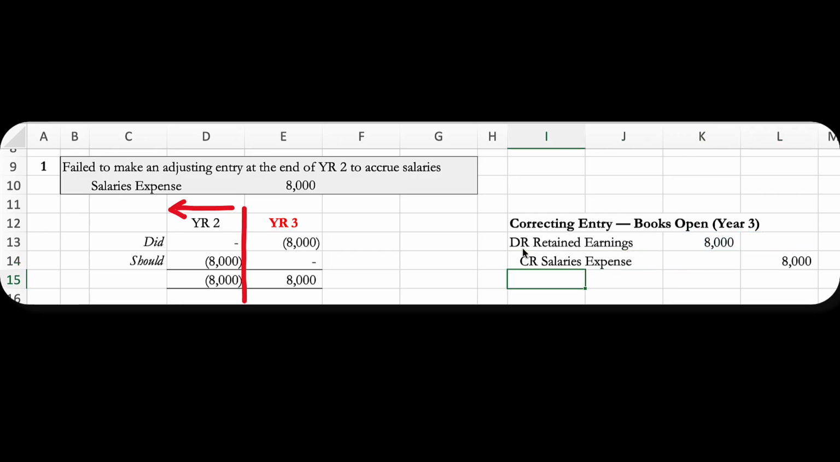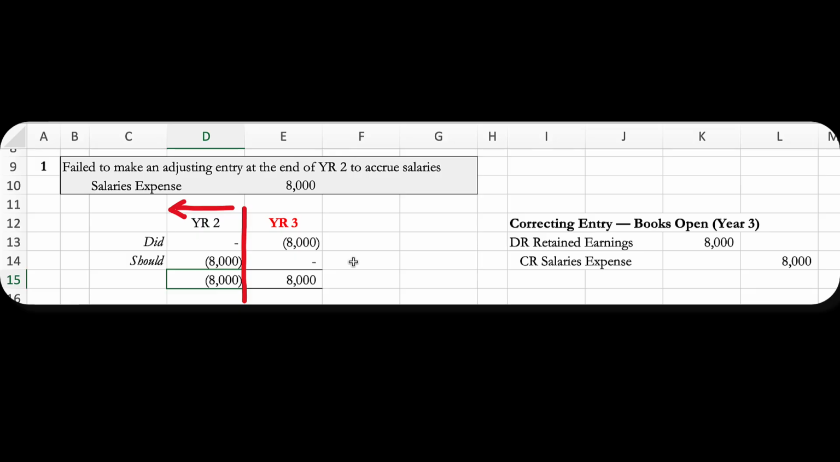You can be asked a number of questions here. You could be asked to make the correcting entry. You could be asked what is wrong with retained earnings. You could be asked what's wrong with net income, or you could be asked what is the correct net income, in which case you would need to add back this $8,000. If they asked you what's wrong with retained earnings at the beginning of year 3, you would know that it was an $8,000 overstatement of retained earnings because it's missing an expense. They should have recognized an expense.